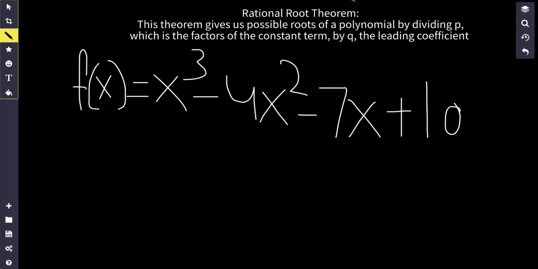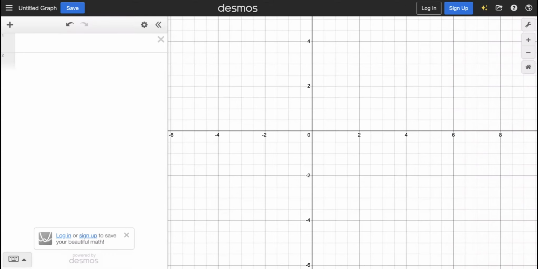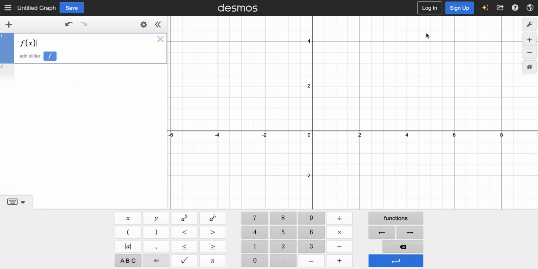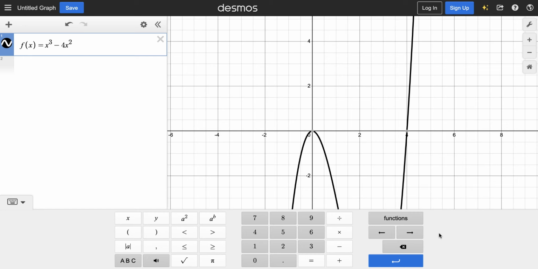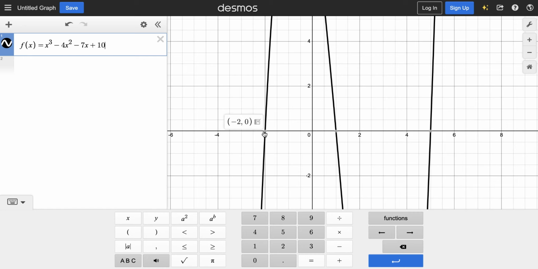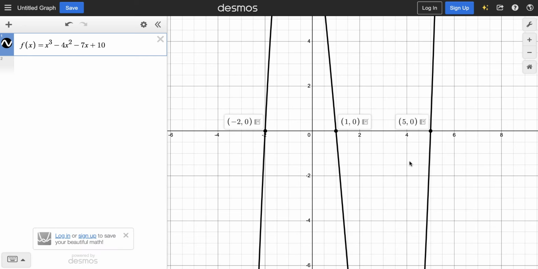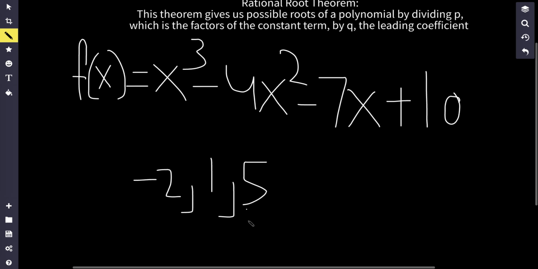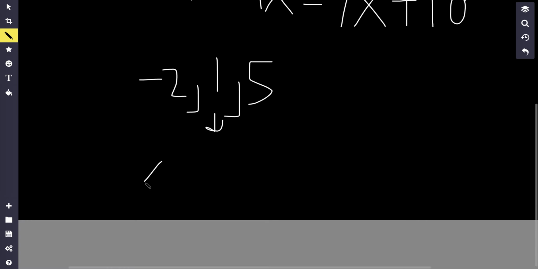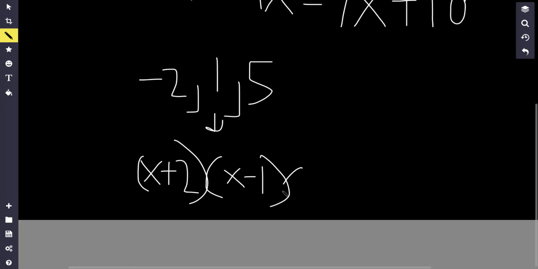Well, one way to do this, if you have a graphing calculator, is actually really easy, because all you have to do is just plug your polynomial into your calculator, minus 7x, and you get that negative 2, 1, and 5 are the zeros of this polynomial. So negative 2, 1, and 5 are the zeros of this polynomial. And this means that x plus 2, x minus 1, and x minus 5 are the factors of this polynomial.